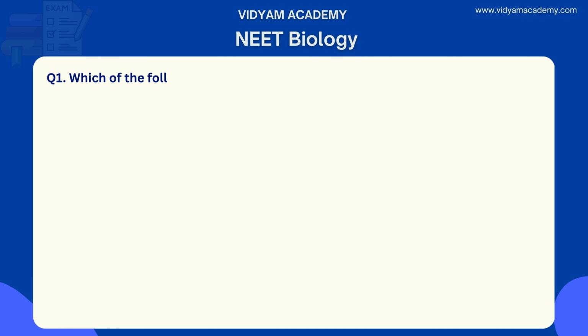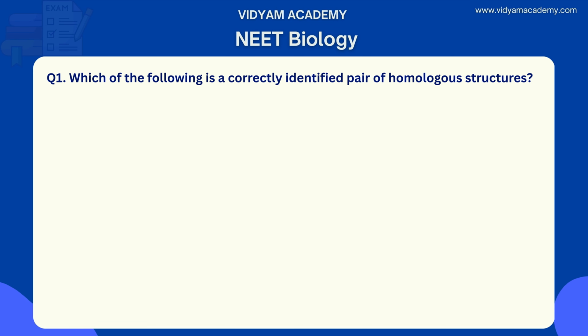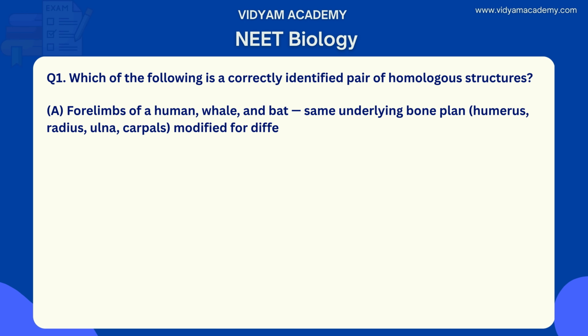The first question, which of the following is a correctly identified pair of homologous structures? Option A, forelimbs of human, whale and bat, same underlying bone plan, humerus, radius, ulna, carpals, modified for different functions.